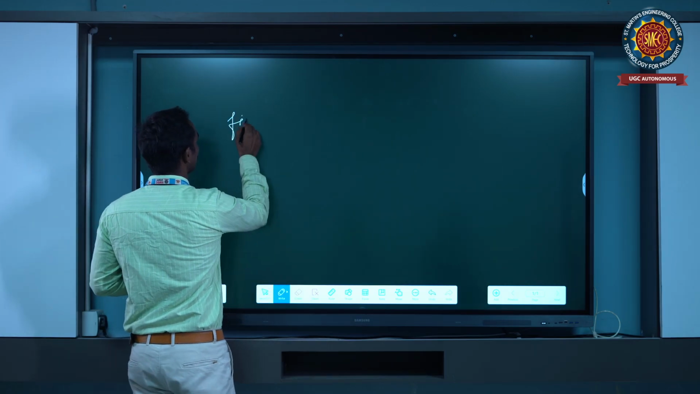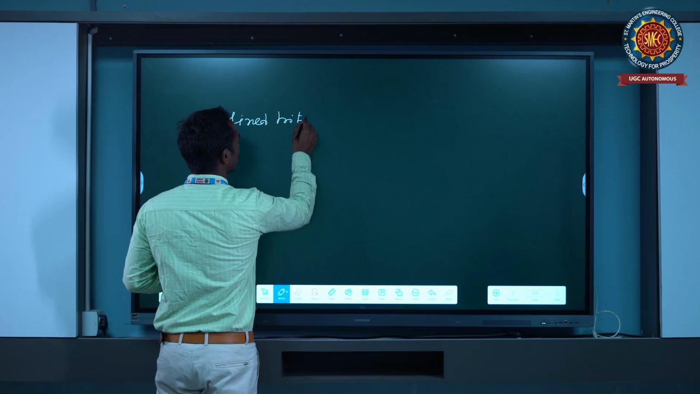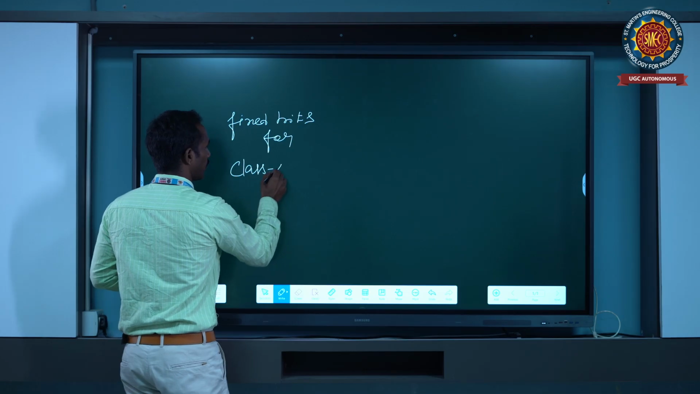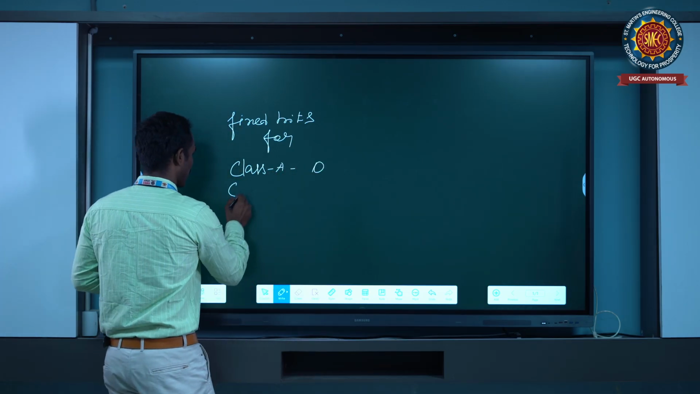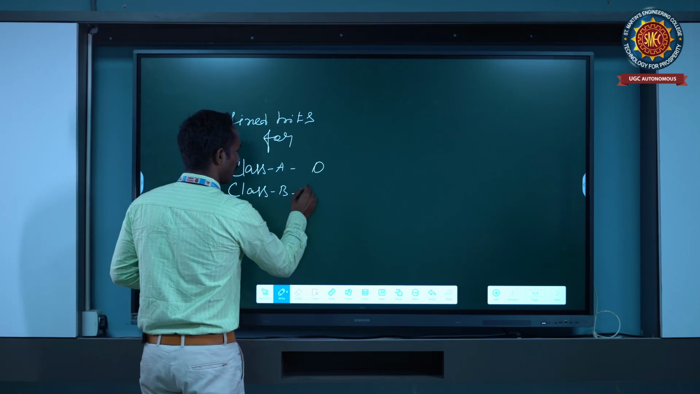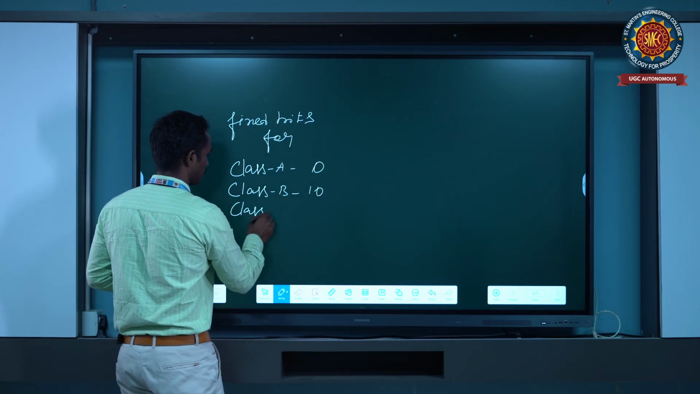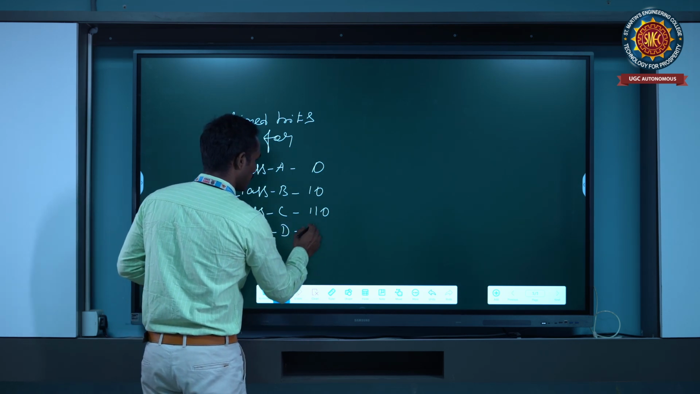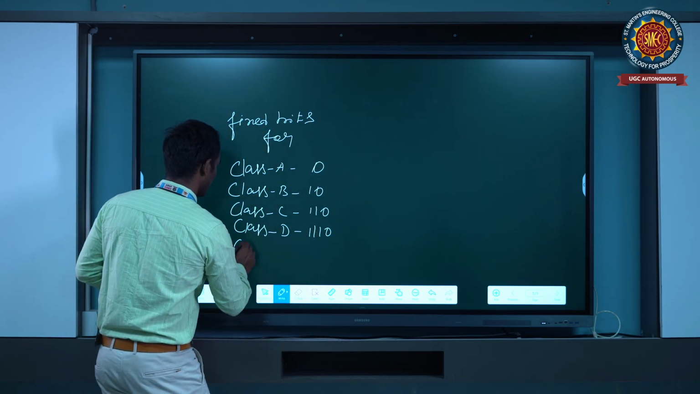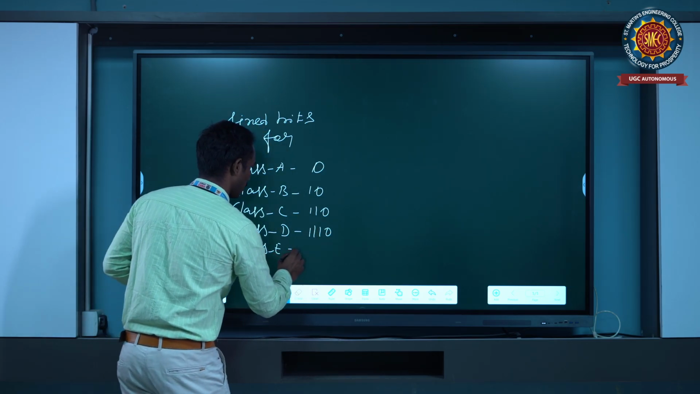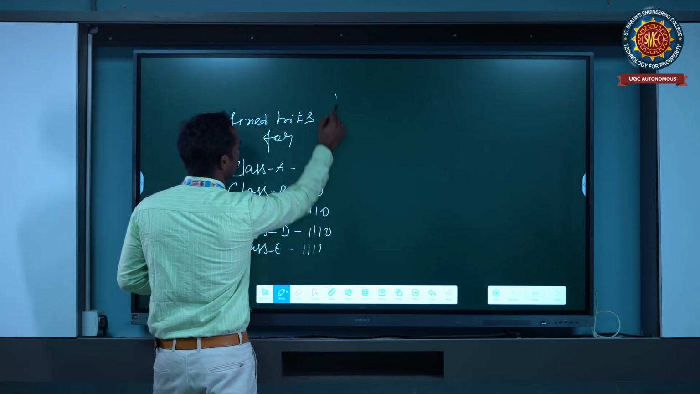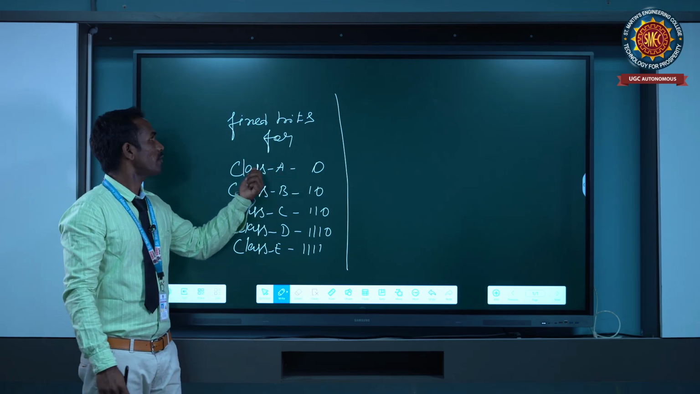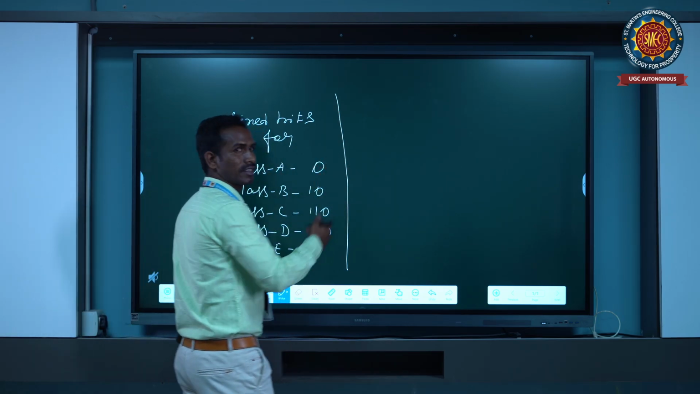The fixed bits for class A is 0, and class B is 10, class C is 110, class D is 1110, and class E is 1111. So we have to use the fixed bits to find the ranges of the class IP.